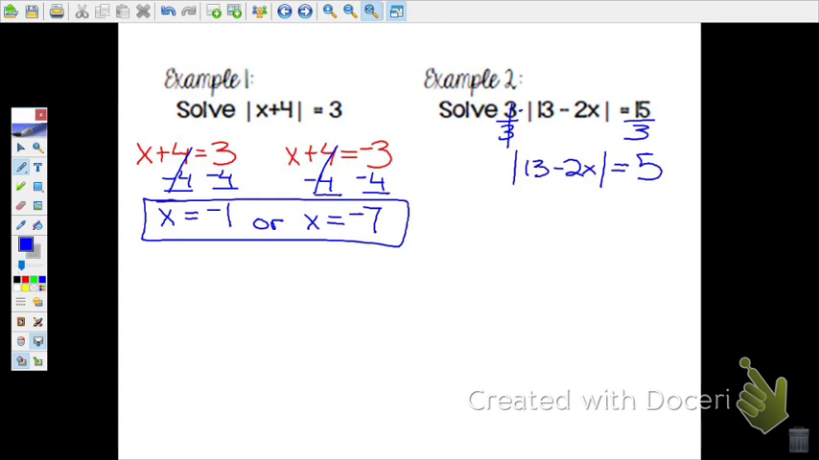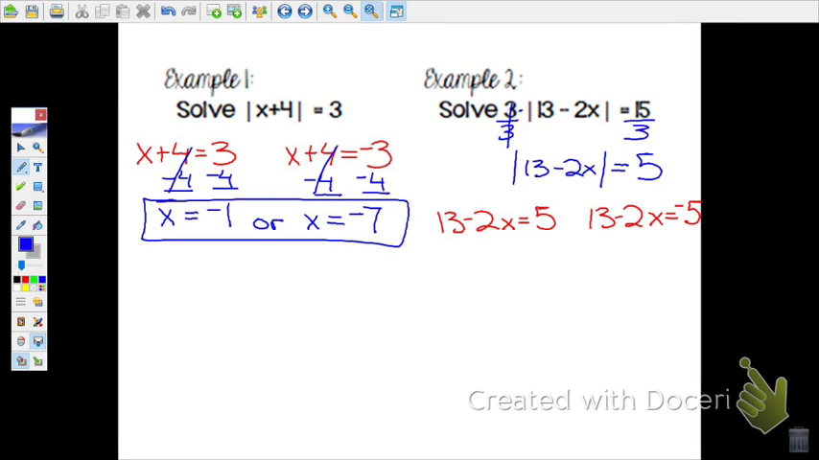So I got the absolute value by itself. I checked to see if there's a solution. It's equal to a positive, so there is a solution. So now I write my two equations. I drop the absolute value. I don't write those bars anymore. I have 13 minus 2x equals a positive 5. I have 13 minus 2x equals a negative 5. And then I need to solve.